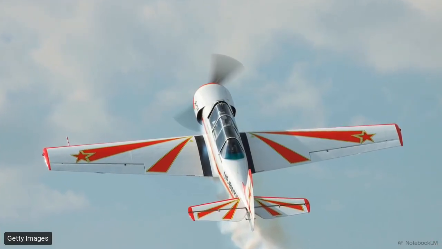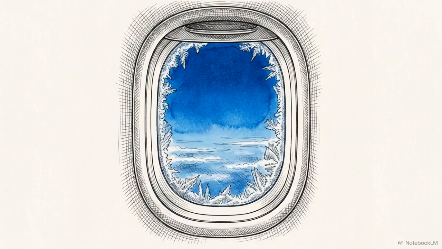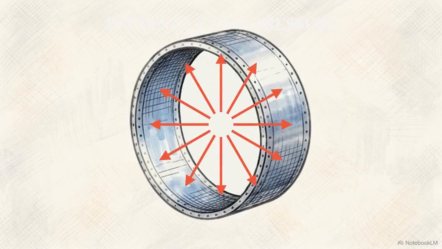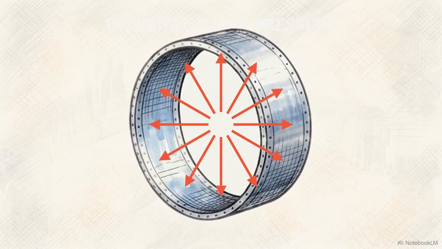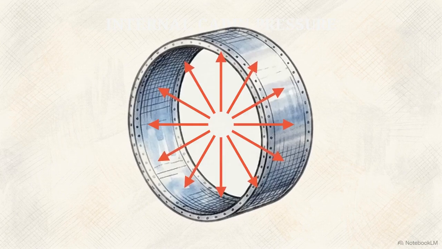aerodynamic maneuvers. At cruising altitude, a second force takes hold. To keep passengers safe in the thin outside air, the fuselage is pumped full of high-pressure oxygen, turning the cabin into a pressurized balloon constantly pushing against its own walls.